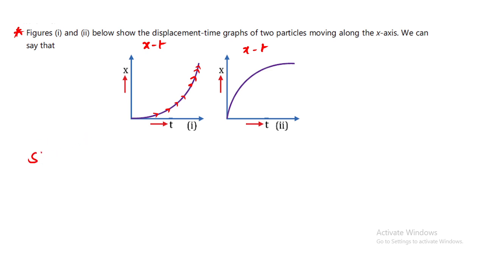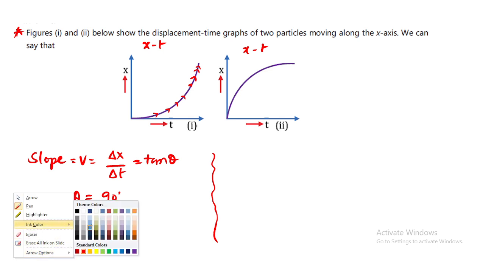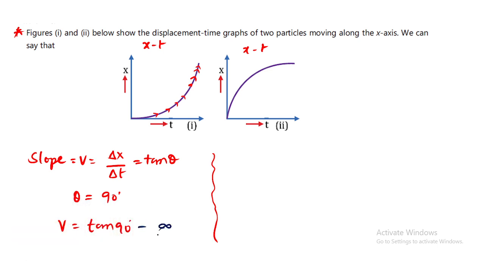We know that the slope of the x-t curve is velocity, which is nothing but change in displacement by change in time, which is also tan theta. Now tan theta is helpful. The value of tan theta here is perpendicular, which means how much? 90 degrees. So V becomes tan 90 degrees. Tan 90 is how much? Infinity. Yes or no? It means it keeps on increasing or not? Keeps on increasing, right? So rapid increment will be there.